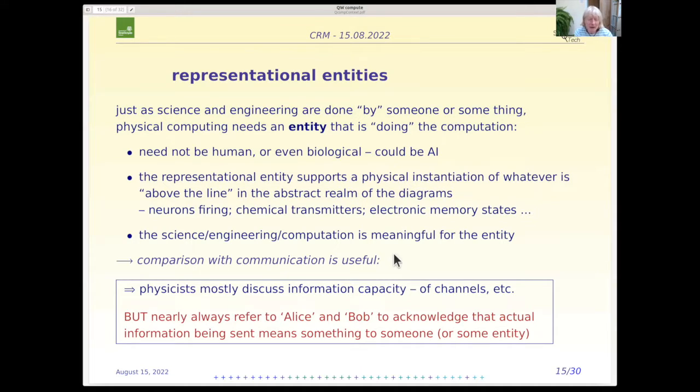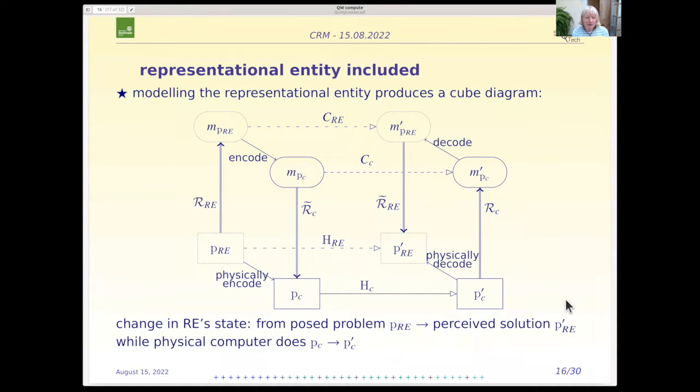It's useful to do a comparison with communications here. So as physicists or computer scientists, we mostly discuss information capacity of channels, etc. But we nearly always refer to Alice and Bob to acknowledge that actual information being sent means something to someone or some entity. And if we draw a diagram that models the representational entity as well, you get a cube commuting diagram. So the diagram I drew in the first place is this one here.